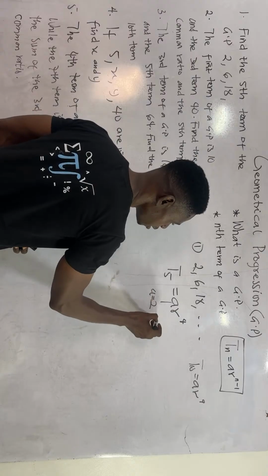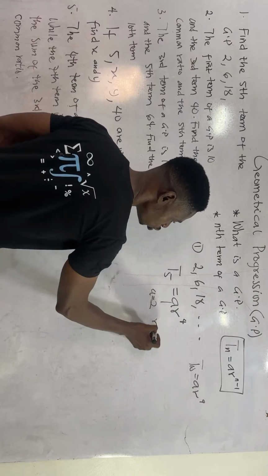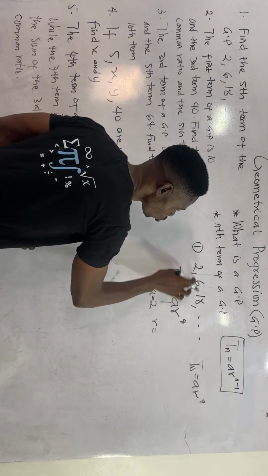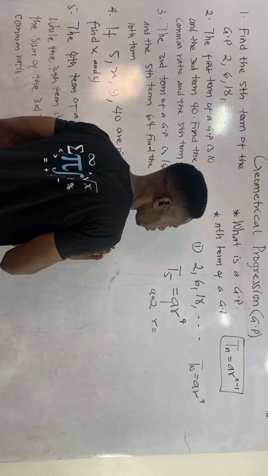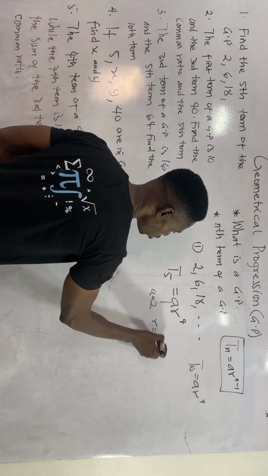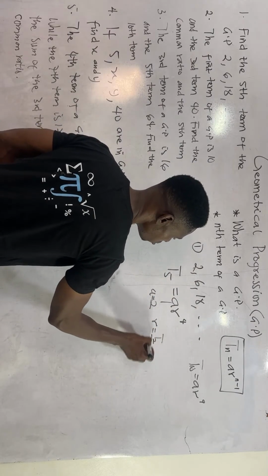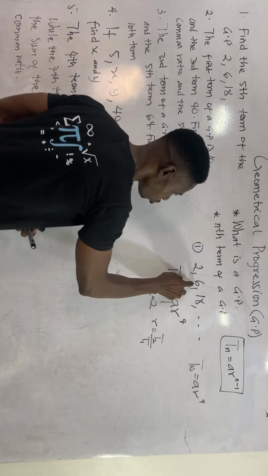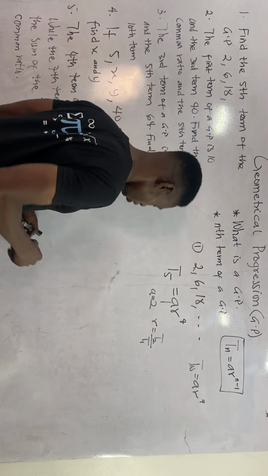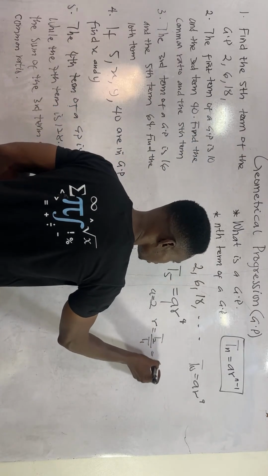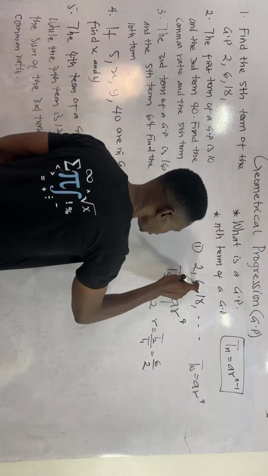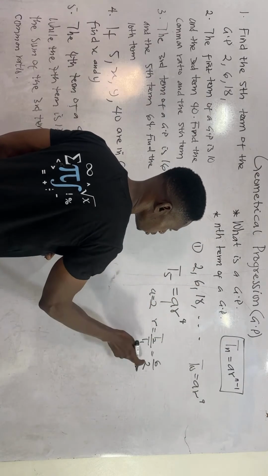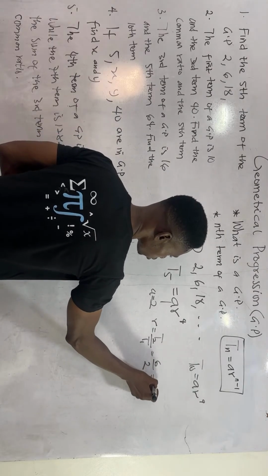Now, how do we get R? R is called the common ratio, and you get it from the ratio of any 2 consecutive terms. So I will use 1 and 2. So T2 divided by T1. That will give us the common ratio. So that was going to be what? T2, 6, divided by the first term, T1, 2. So that will give us 3.